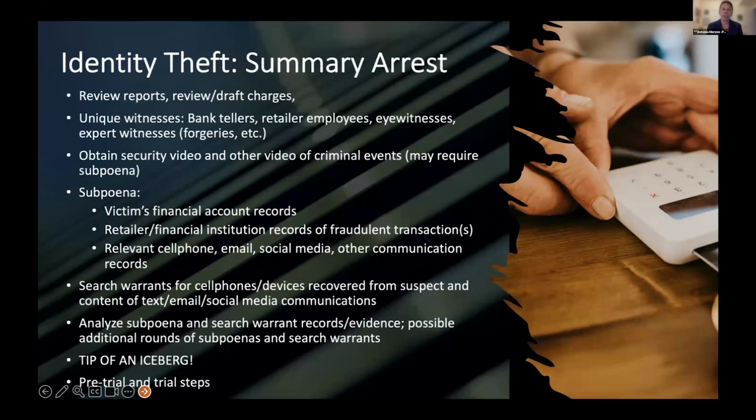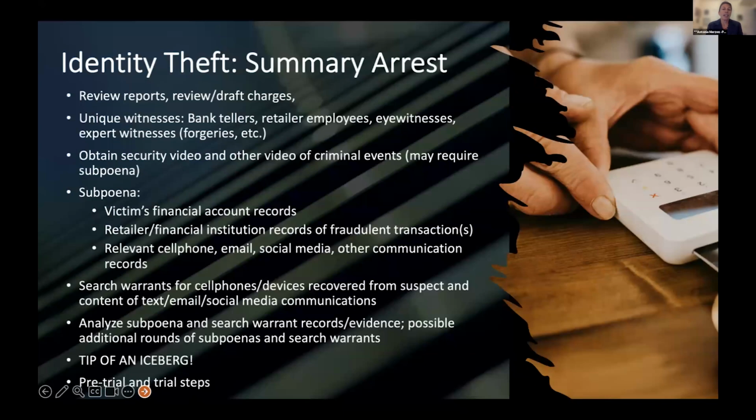There's always communication records, whether it's texts or emails or things like that, because it's highly unusual that the perpetrators of these crimes are doing them alone. They're typically working with groups or rings of some kind. And so we're also talking about search warrants, even in simple cases, for the devices these criminals have on them when they're arrested in a summary situation, and for the content of communications, texts, emails, etc., that may become relevant.